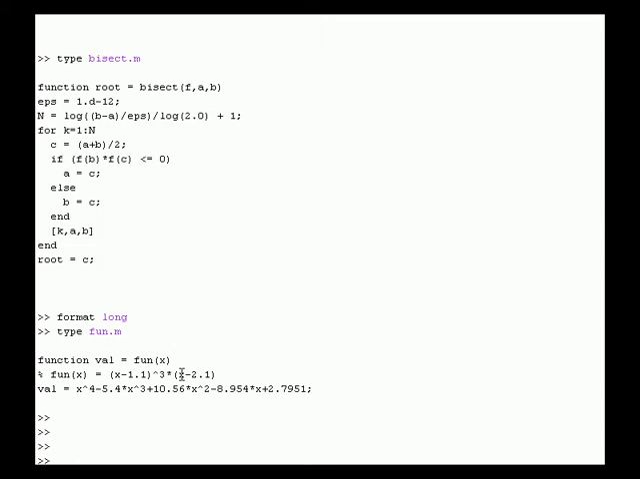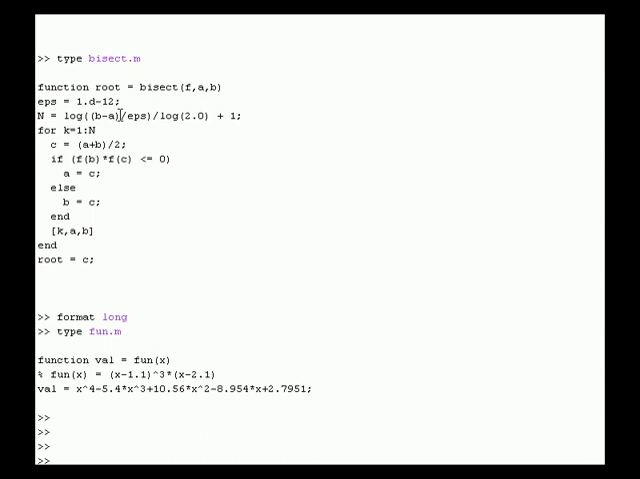So there are roots at 1.1 and 2.1, but notice the root at 1.1 is flat. It acts like x cubed. It has a derivative of 0 also at 1.1, whereas the derivative of f at 2.1 is not 0. So it's a flat root at 1.1 and not a flat root at 2.1. And here's our bisection program. We pass in the name of the function and our a and b, and we're promising that f changes sign between a and b.